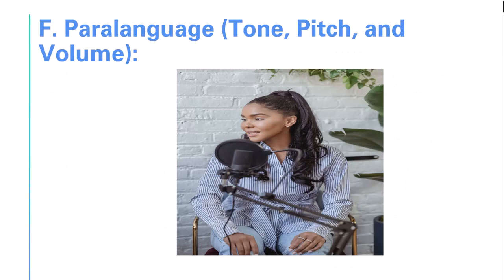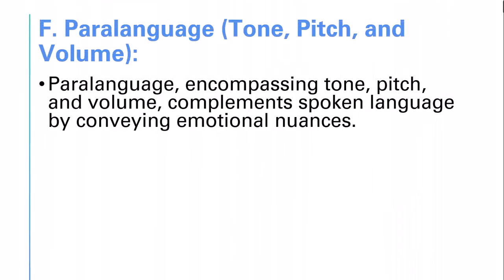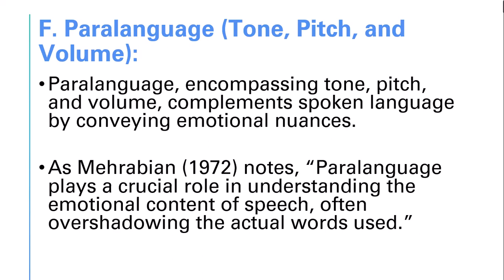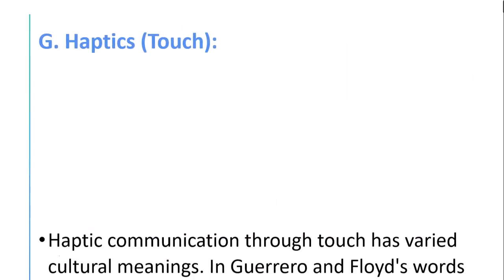F. Paralanguage: tone, pitch, and volume. Paralanguage, encompassing tone, pitch, and volume, complements spoken language by conveying emotional nuances. As Mehrabian notes, paralanguage plays a crucial role in understanding the emotional content of speech, often overshadowing the actual words used. G. Haptics. Haptic communication through touch has varied cultural meanings.